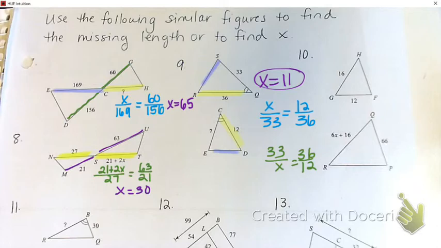All right, number 10. Let's match up the sides. I'd probably start with the longest side. I can tell for sure that's long, right? So look at the other triangle. Which one's longer? 16. So I know 16 and that side go together.